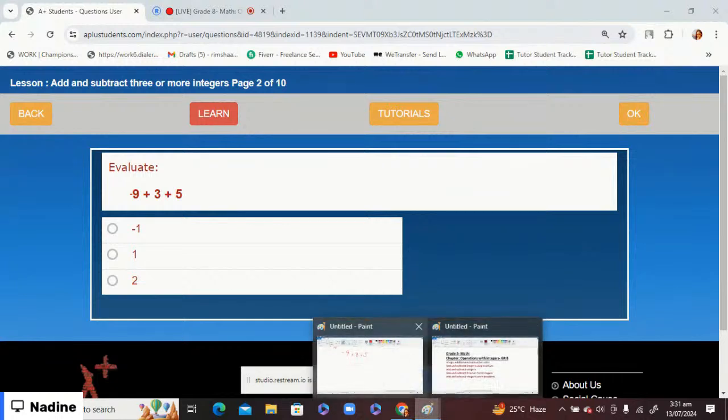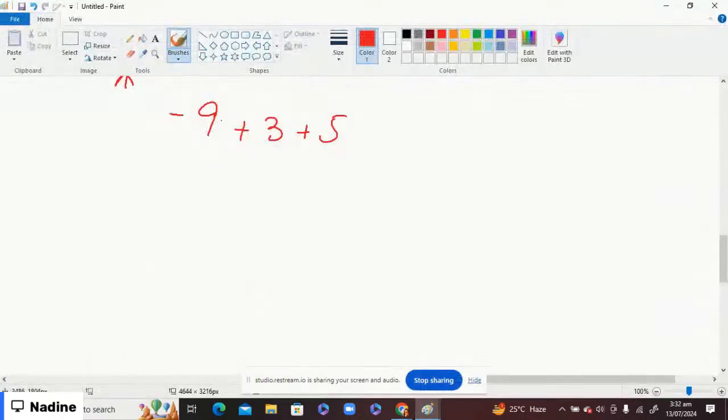So first we solve negative 9 plus 3. If there is one minus sign and one plus sign, what do we do? We are going to subtract, obviously. So minus 9 plus 3 is minus 6. Okay, and plus 5 as it is. If there is one plus sign, one minus sign, it's again minus. So minus 6 plus 5, you're going to subtract 5 out of 6, that is 1.